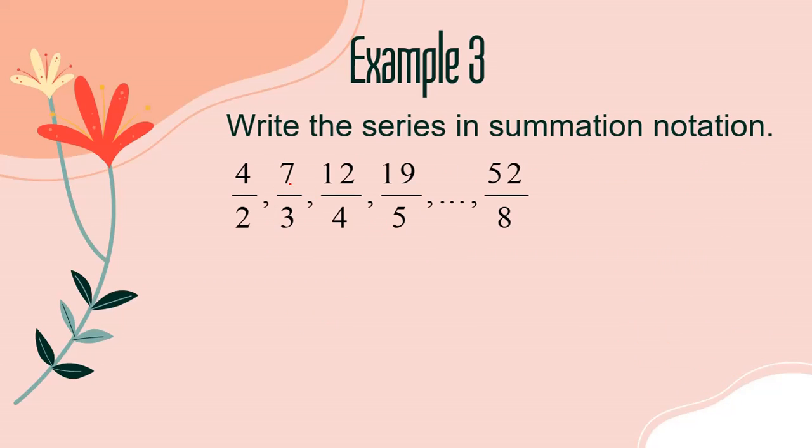Let's try another one here. So, got quite a few things happening here. So 1 is 4 halves. That's a strange, that's just 2. 2 is 7/3. Okay. 3 is 12 fourths. And 4 is 19 fifths.